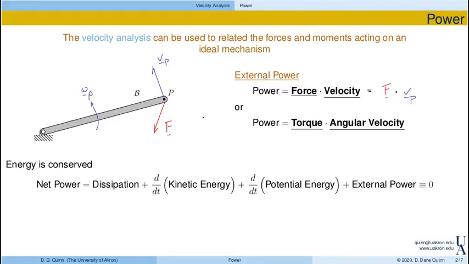Alternatively, if I had a torque that was applied to this bar, so maybe I've got a torque from a motor, T, that's applied here at the pin, then the power due to that torque is equal to the torque itself, T, dot the angular velocity of the object. So again, I can calculate the power based on the input forces and torques, together with the kinematics of the mechanism. So what we're going to do here works for ideal mechanisms.